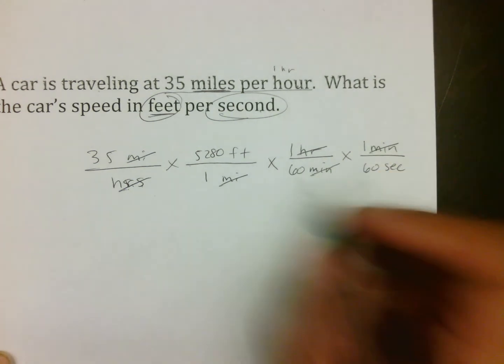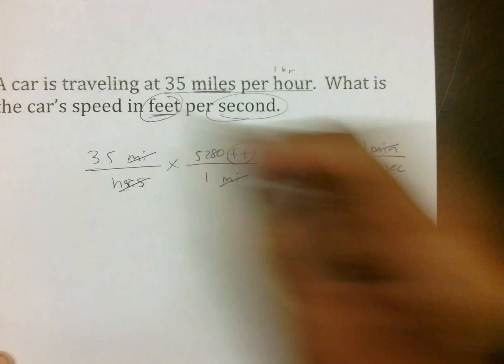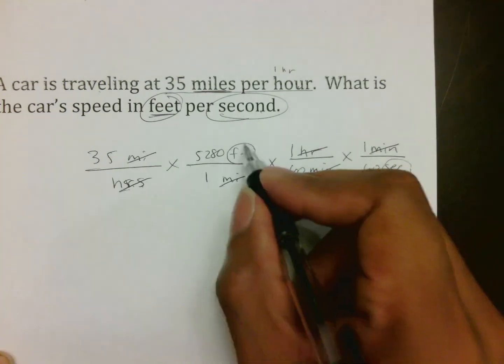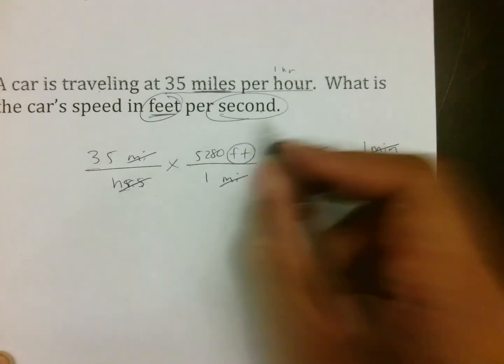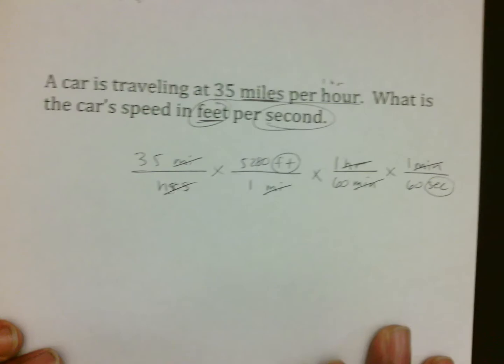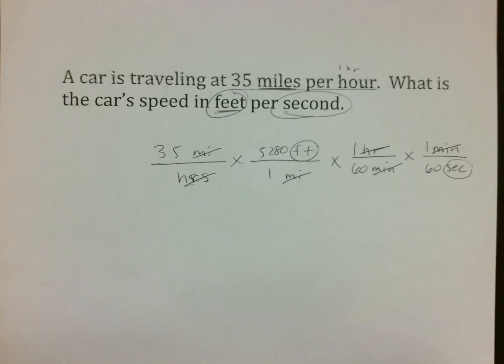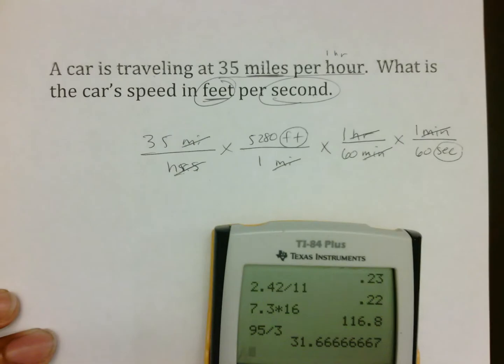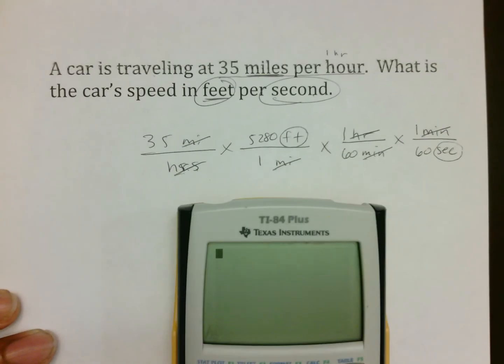Minutes cancel out. Notice that our top unit is feet, our bottom unit is seconds. That is feet per second, which is what we're looking for. And again, this is the only tricky question that you have on there. As long as you fight through the rest of it, you should at least get a good grasp on what's going on. But again, math-wise, keep in mind you multiply by whatever's on the top, you divide by whatever's on the bottom.